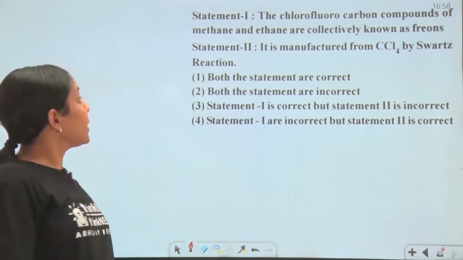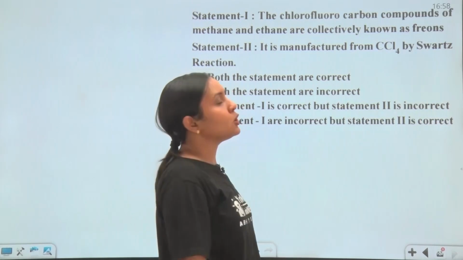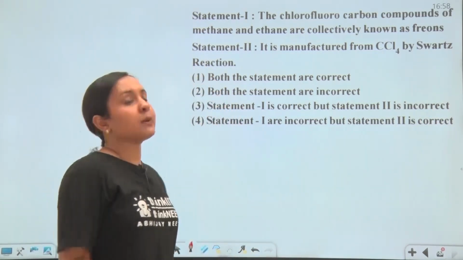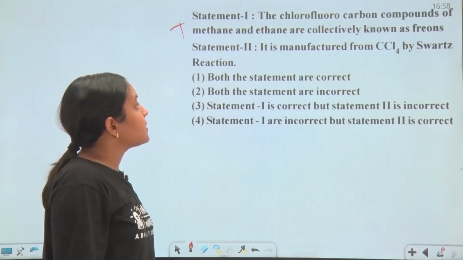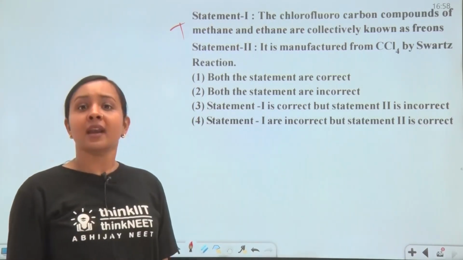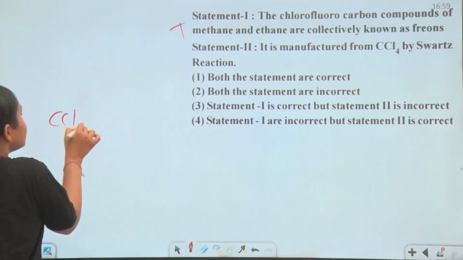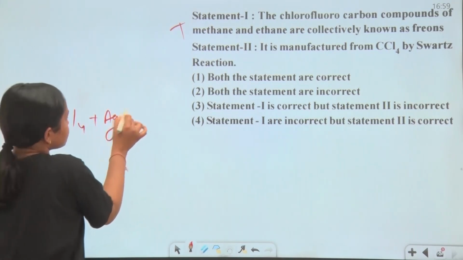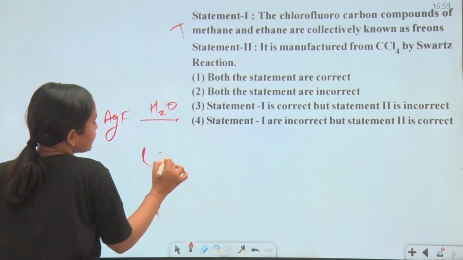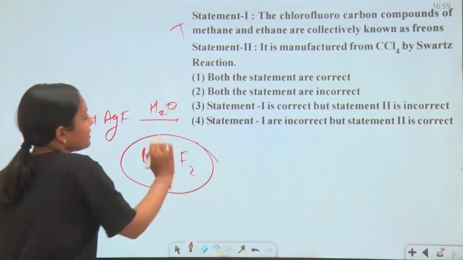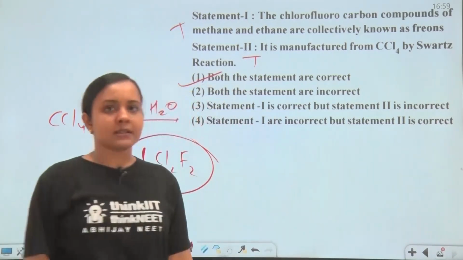Hello dear students, our next question is statement 1. The chlorofluorocarbon compounds of methane and ethane are collectively known as freons. Yes, chlorofluorocarbons are known as freon. True. Second, it is manufactured from CCl4 by Swarts reaction. Again, this is a true statement because by using the Swarts reaction, it is converted into CCl2F2, right? So it can be formed. So basically both statements are correct. Option 1 is the correct answer. Thank you.